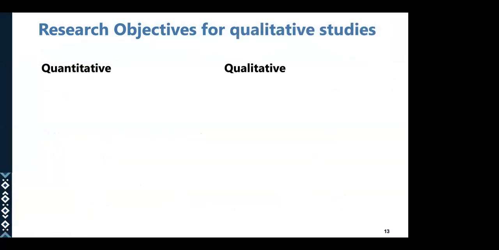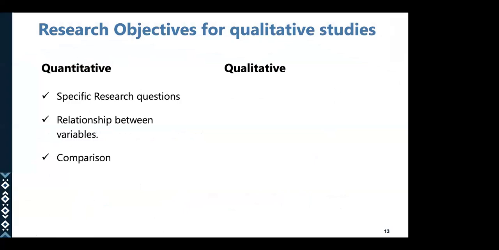Now let's look at quantitative. Descriptive, comparative, correlational, all of that are quantitative research questions. But you have, of course, qualitative research. And the basic difference between quantitative and qualitative research is that in quantitative research, usually the research questions are specific.